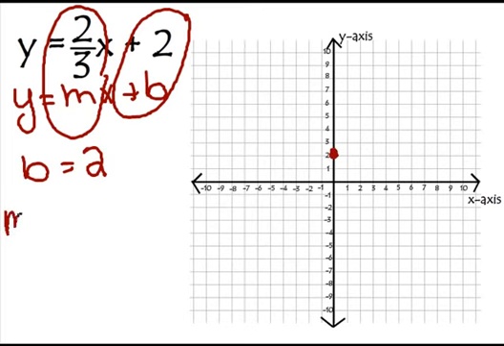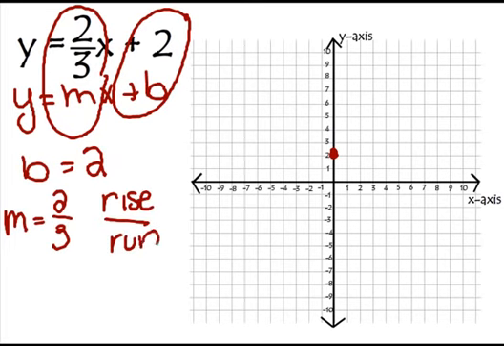Then I look at my slope. M equals 2/3. And I also remember that slope is rise over run. So in this case, I'm going to go up 2, and I'm going to run 3, 2 over 3. So let's do that. I'm going to go up 2 and then run 3. And I can do that again. Up 2 and run 3. And I can keep doing that forever and ever.